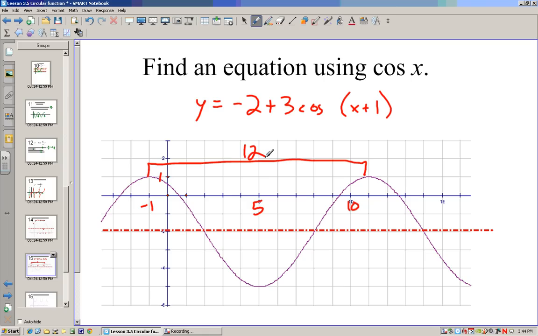So that's 12 units. To find this number here, I take 2 pi, what it normally takes cosine to do a rotation, and I divide it by 12. Now, the only thing I can reduce here is the 2 and the 12, so that would be pi over 6. So y equals -2 plus 3 cosine of pi over 6, x plus 1.